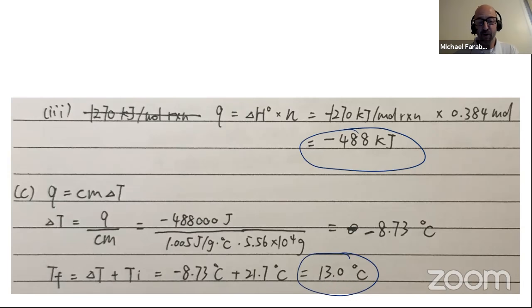Now, we know it's an exothermic reaction. It's a combustion reaction. So this person went the wrong direction with their delta T. So again, try to use some knowledge of what's going on. The room should be getting warmer, not colder, if the air is part of the surroundings.